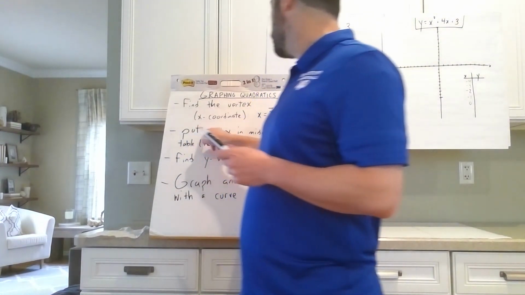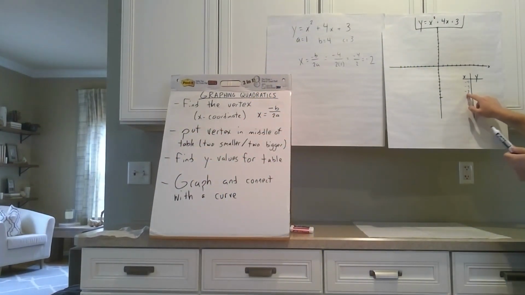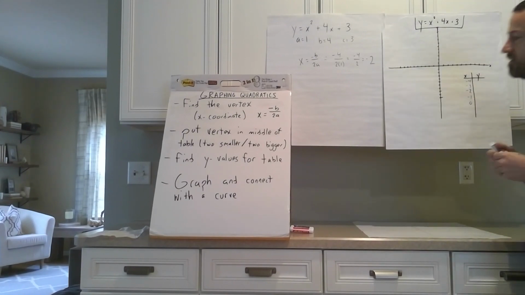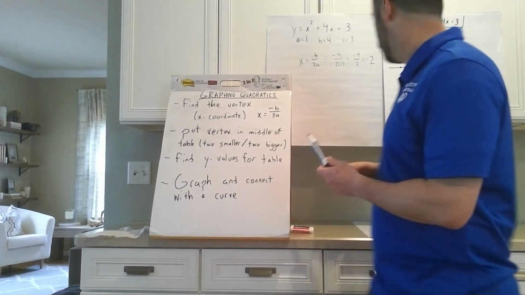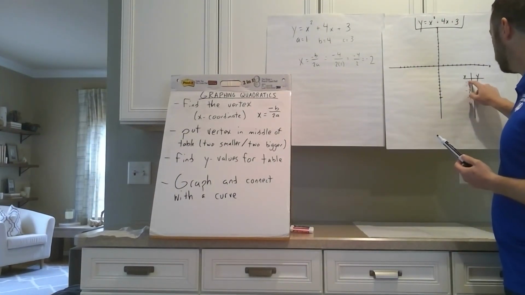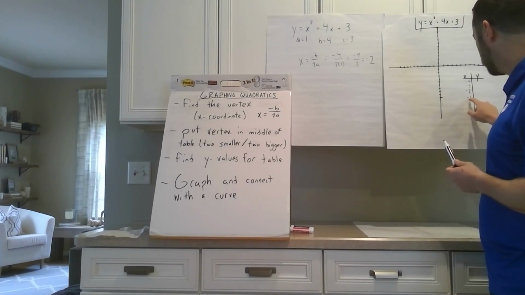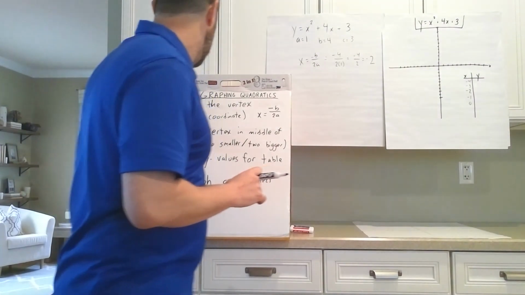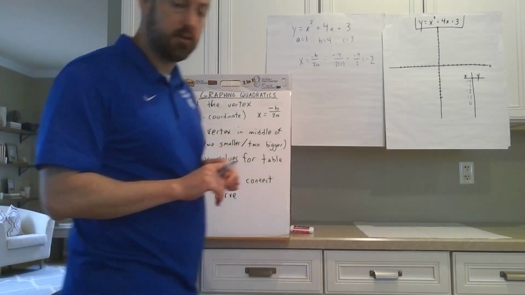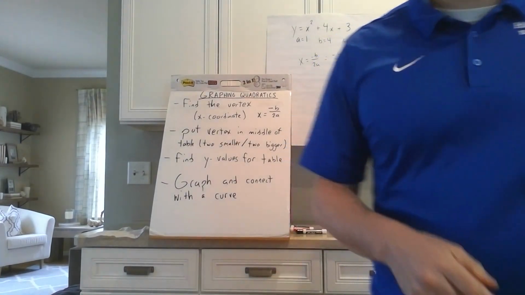All right, now I'm going to put that vertex right in the middle of my table. Negative 2 right there. Then I'm going to pick two numbers that are smaller than my vertex. I picked negative 3 and negative 4. And two numbers that are larger than my vertex. I picked negative 1 and 0. And now that step is done. From here, we need to actually calculate the y values.